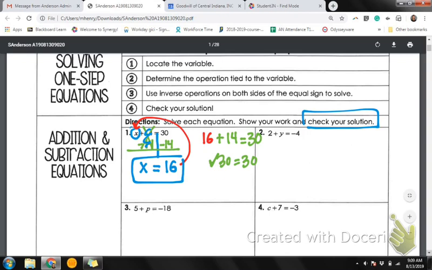Any questions on number 1? I know for some of you, this is not the first time you've seen that, and that's okay. We're going to continue to work on our foundation.